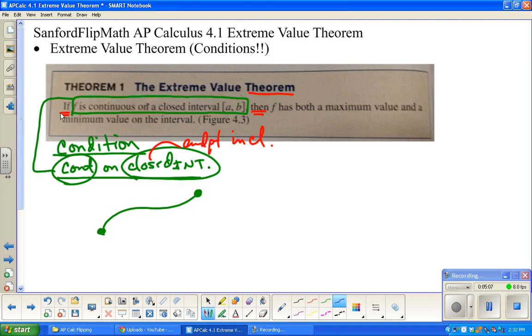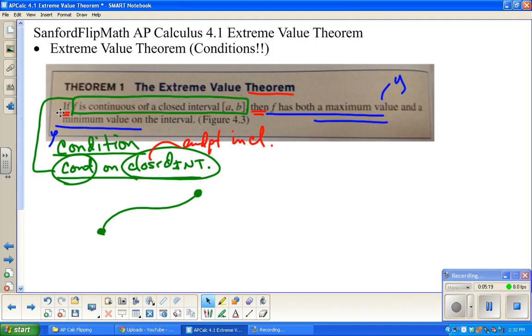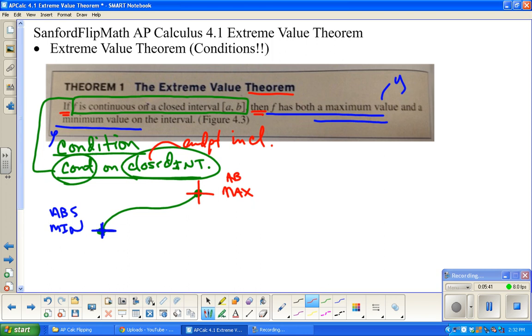If that's true, then it has a maximum value. Remember, the maximum value is a y value. And it has a minimum value, also a y value, somewhere on this interval. So if I was looking at this particular little sketch that I just made, this is the lowest spot on that interval. So this is the minimum. It is an absolute minimum. And then on the other end, this thing happens to be the maximum. It also happens to be an absolute maximum.